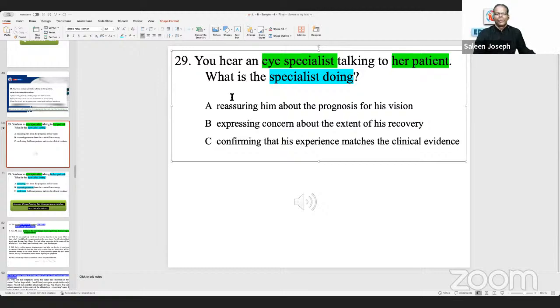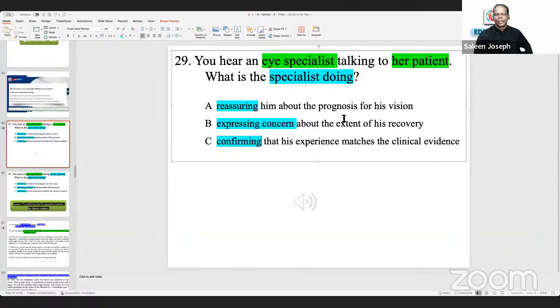Reassuring the patient, expressing concern, and confirming. Doing either of these things: reassuring the patient or expressing some concern about the extent of his recovery, or reassuring him about the prognosis for his vision, then confirming that his experience matches the clinical evidence. So here these are the differentiating hedging words, keywords.